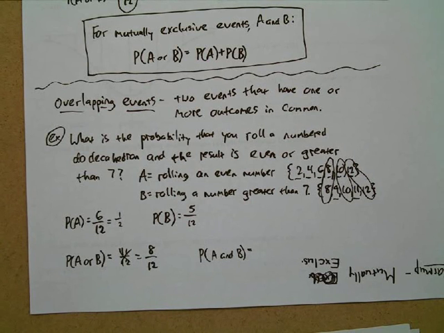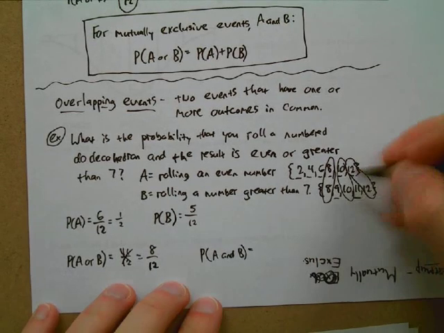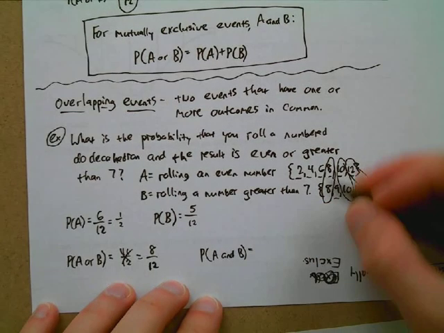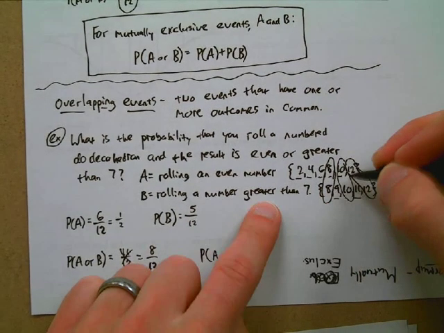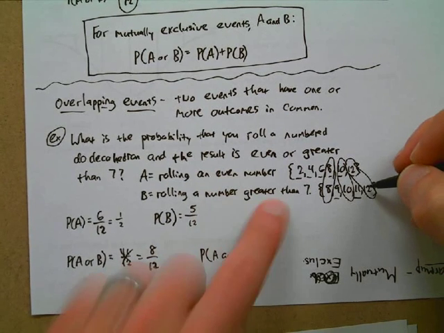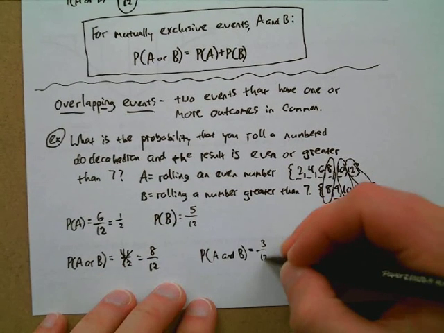Well, in how many situations are we rolling both an even and a number greater than 7? How many of our numbers here are both even and greater than 7? How many? 3, right? 8 and 8, 10 and 10, 12 and 12. 8 is both even and greater than 7, 10 is also even and greater than 7, and 12 is both even and greater than 7. So it's 3 out of 12 there.